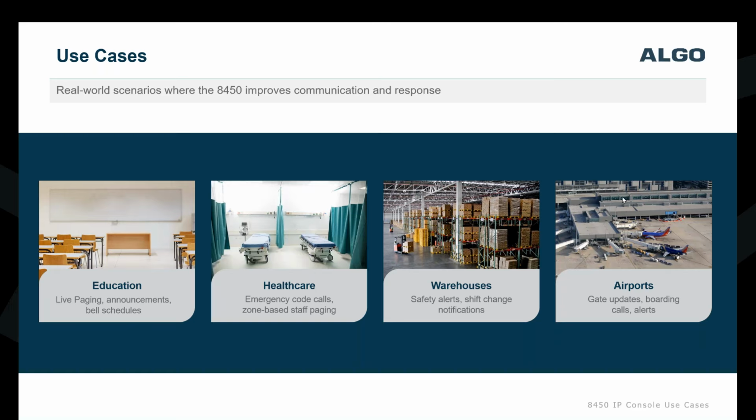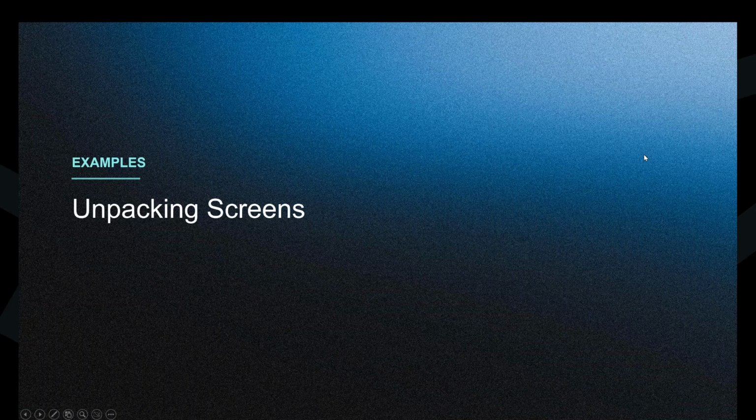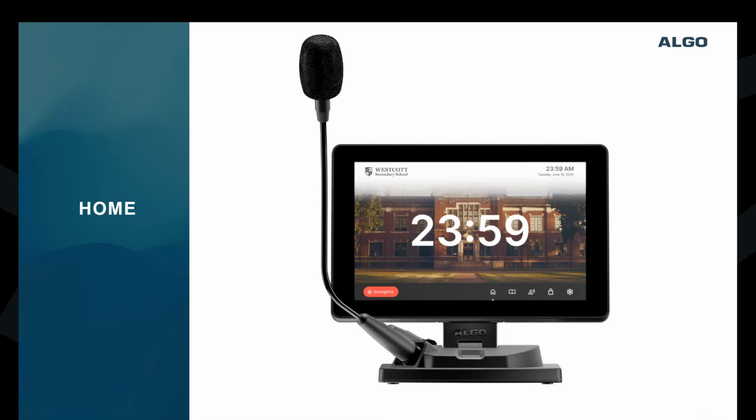We will jump into the next slide here and show some of the different screens that the 8450 can do. Again, we want to show you some examples of what some of our customers have done with the 8450. This is essentially a customizable tablet that you can put your logo on. You'll see in the top left here, one of our schools put their logo on it. It has the time, very clean, easy to use, with the clock there in the middle. And you can adjust that to whatever you want.